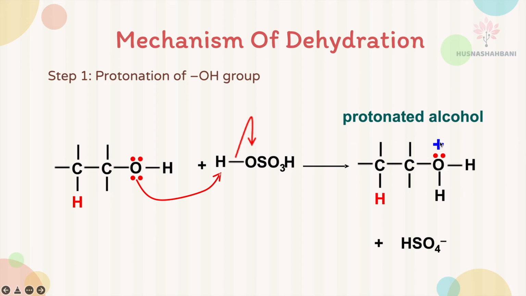Make sure to write the plus symbol here, because oxygen now needs to share electrons with one more hydrogen. Oxygen prefers to have 2 lone pairs of electrons, but now this oxygen has 1 lone pair only, which means it has fewer electrons than before. That's why this oxygen is positive. So this whole compound, we call it protonated alcohol.